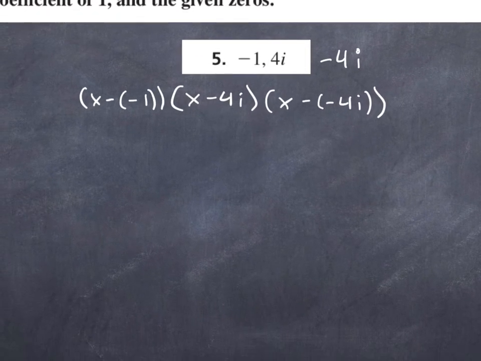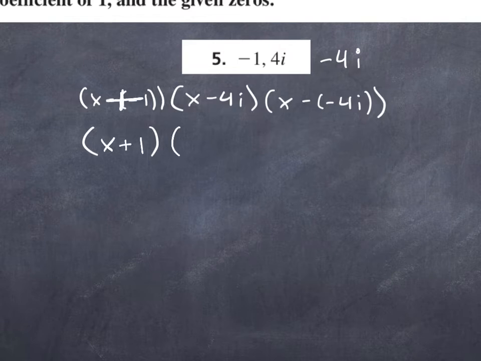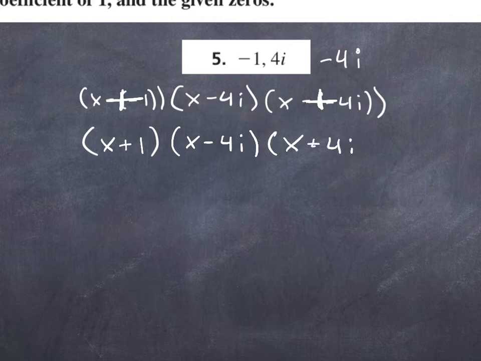So what's x minus -1? What does minus a negative become? Yep, this becomes a plus. So this is x plus 1. x minus 4i stays the same. And then this becomes a plus again, so x plus 4i.